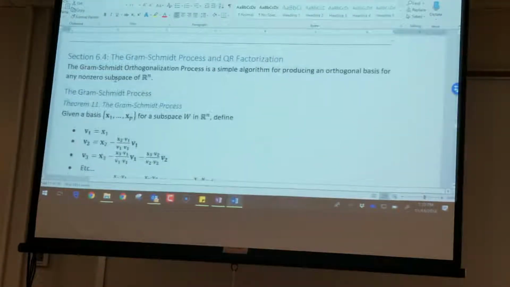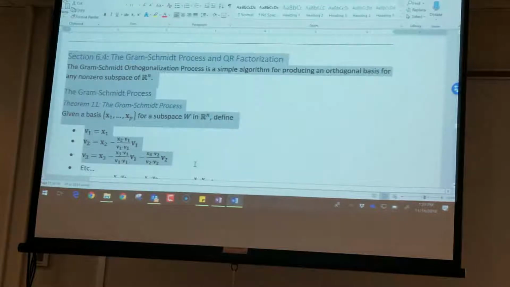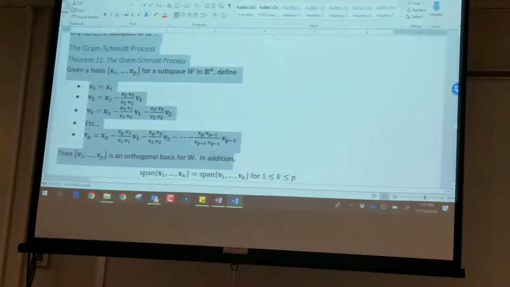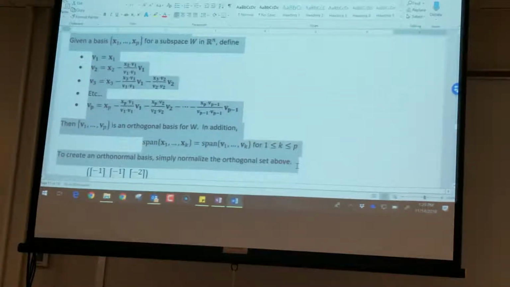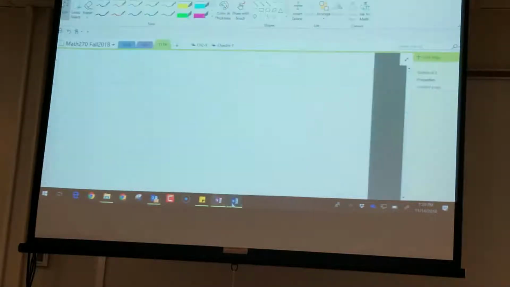So, the key is to get to this orthogonalization process. So this is essentially an algorithm, which, you know, a computer can do. These people get excited. I'm so excited.